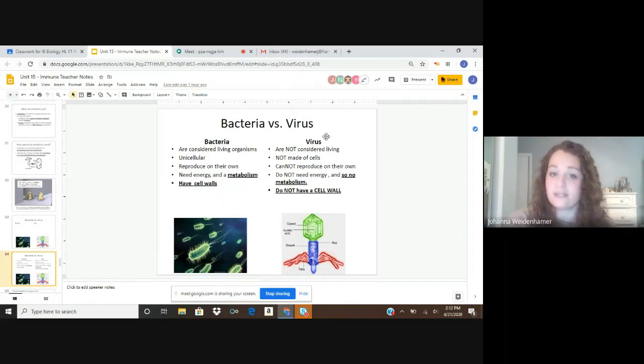So now looking at viruses, viruses are not considered living. They're not made of cells, so they don't have organelles, they don't have a nucleus, they don't have cytoplasm. They cannot reproduce on their own, so they need a host. They do not need energy, and so there's no metabolism there for the antibiotics to even try to attack. And they do not have a cell wall, again, something that antibiotics are known to attack in bacteria. And here is a picture of a virus. So you can see the difference between the two.